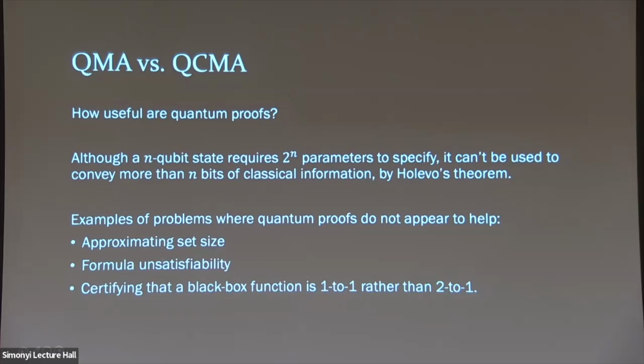For example, the task of approximating the size of a set. There's an AM protocol for it. But if you just have one-way communication from the prover to the verifier, and all the verifier is allowed to do is query some membership oracle, a quantum proof cannot help it approximate whether a set is large or small. Or proving that a formula is unsatisfiable, quantum proofs don't seem to help, or certifying that a black box function is 1-to-1 rather than 2-to-1. Again, another example of a problem where quantum proofs don't seem to help.